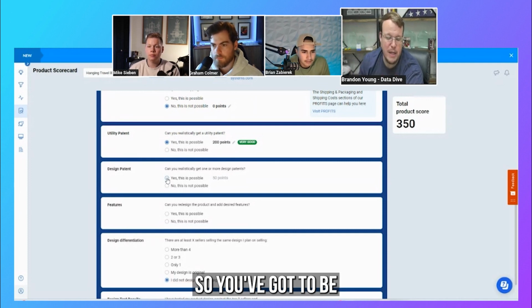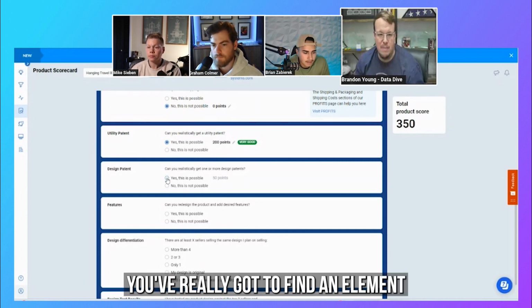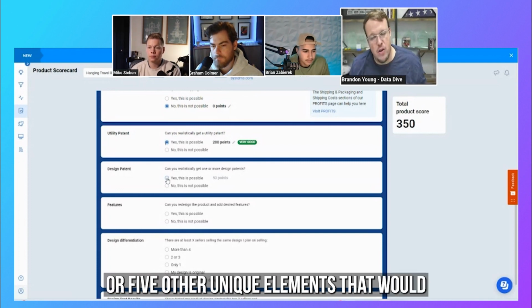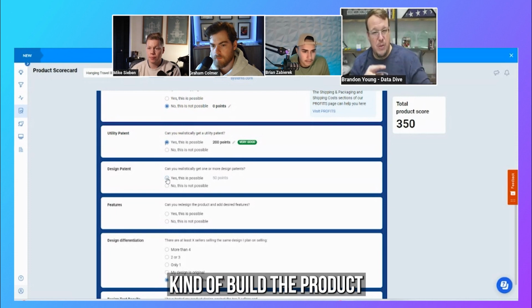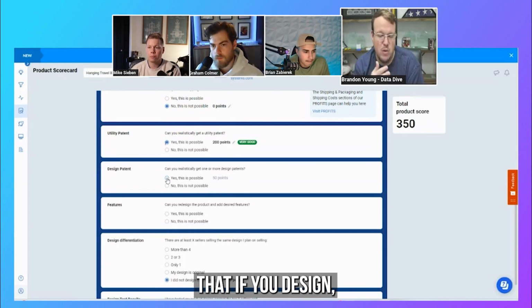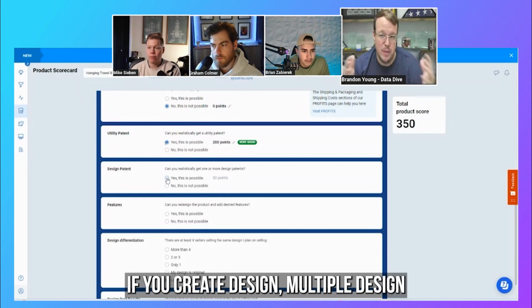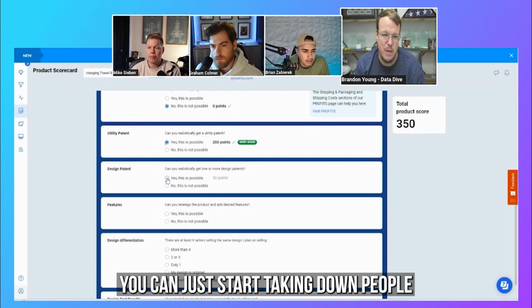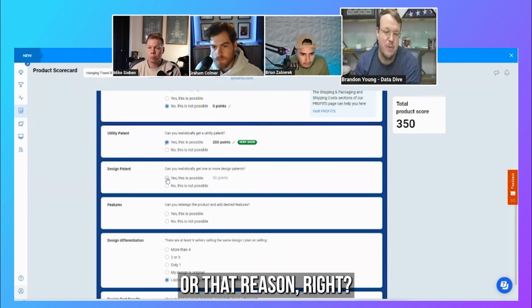So you've really got to find an element that's unique to yours, and then maybe 3 or 4 or 5 other unique elements that kind of build the product and make it unique, that if you create multiple design patents, it makes it too hard for someone to come into the market. You can just start taking down people for that reason or this reason or that reason, right?